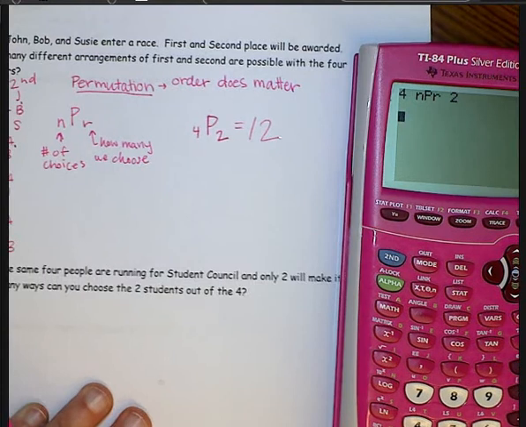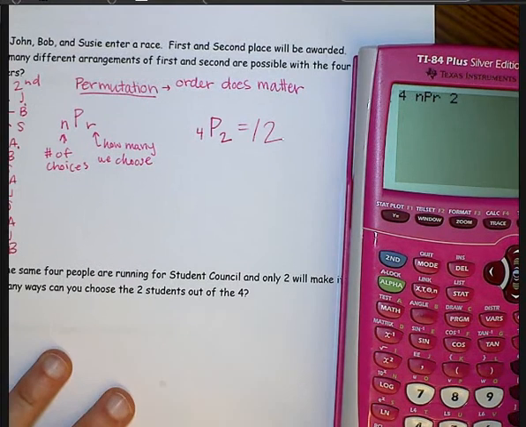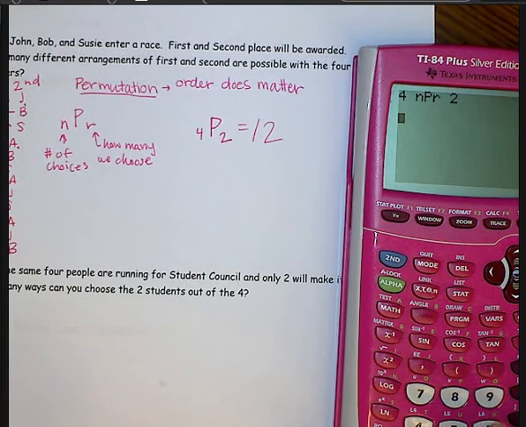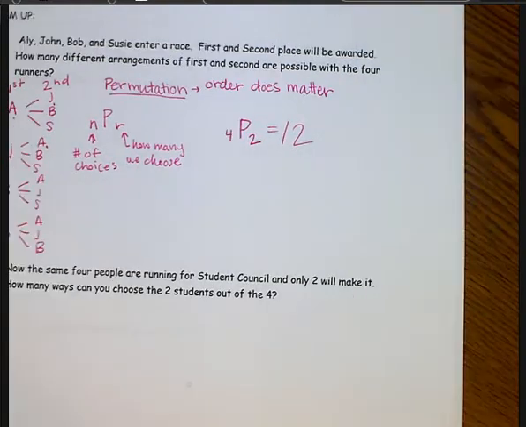Right? So that's a permutation where it matters what order we choose our choices in. It matters who is first and who is second. Okay? So let's look at a second example in number 2.